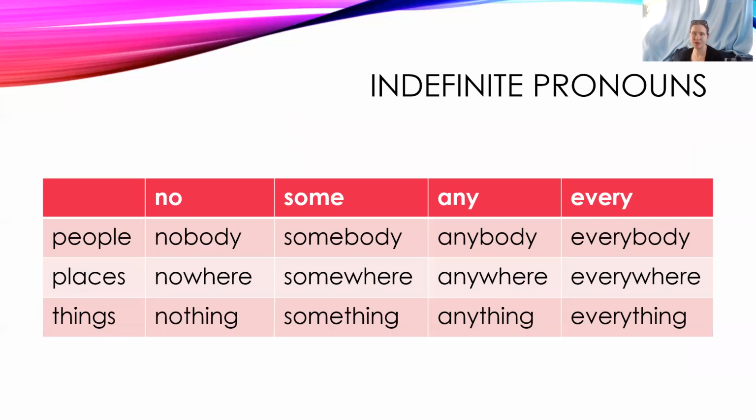Our next rule looks at indefinite pronouns, or pronouns that do not identify an exact person, place, or thing. In order to understand the rule, you have to understand indefinite pronouns. I have here a table for you to help you better understand these words. If you look at each word, you'll notice that they are not very specific.